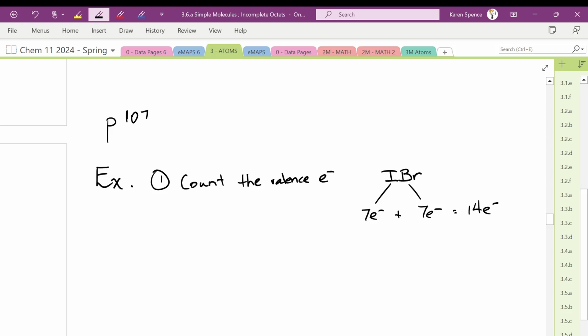Skeleton structure. We have an I, and we have to attach it to a Br. There's no other way to attach these things, yes? Is there any other way to attach 2 atoms other than just to put a stick between them? No. There's no other way. You just have to put a stick between them, okay? So this was our skeleton structure. Number 2, we draw our skeleton structure.